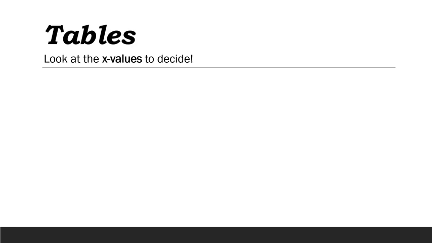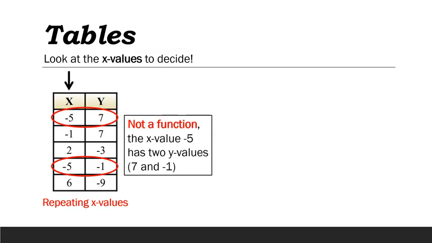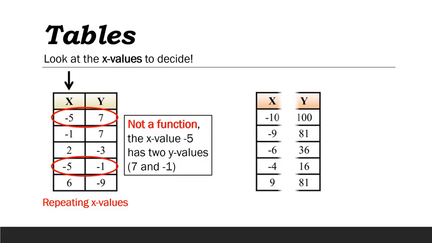Tables. You're going to look at the x values to determine if it is a function or not. So in this table of values, we're going to look at the x column, and what we're checking for is any x values that repeat. So I can see that the x value -5 repeats. The first time it has a y value of 7, and the second time it has a y value of -1. So since there's a repeating x value, this is not a function. And your reasoning would be that the x value -5 has two y values, 7 and -1.